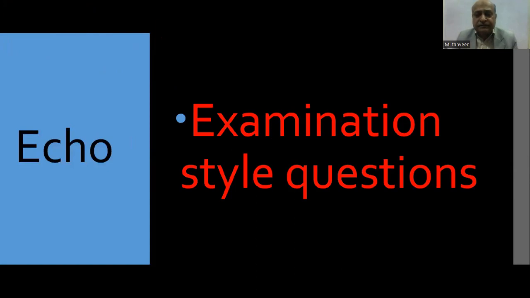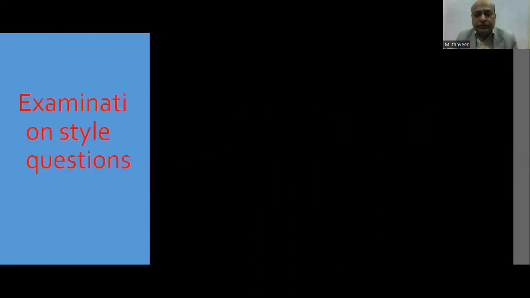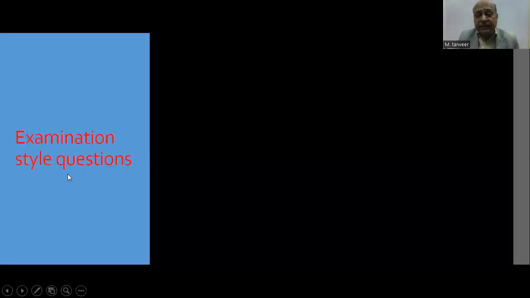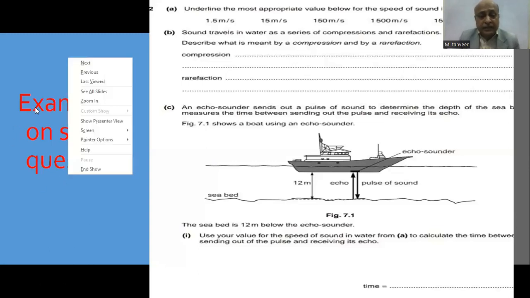Examination style questions about echo. Question number 1. Determine the appropriate value of the speed of sound in water. 4 options are given. What is the value of speed of sound in water? 1.5 meter per second? No. 15 meter per second? No. 150? No. 1500 meter per second. That is the correct option. So speed of sound in water is 1500 meter per second.